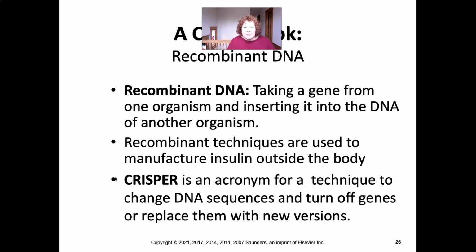So recombinant DNA, that's where you're taking a gene from one organism and inserting it into the DNA of another organism. That's the type of technique that's used to manufacture insulin, and it's done outside of the body. And CRISPR is an acronym for a technique that changes the DNA sequences, turns off genes, or replaces them with new versions. And again, I'm not going to spend a whole lot of time on here. This is really more FYI.